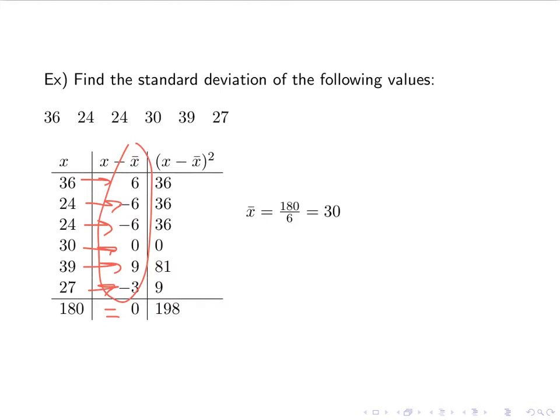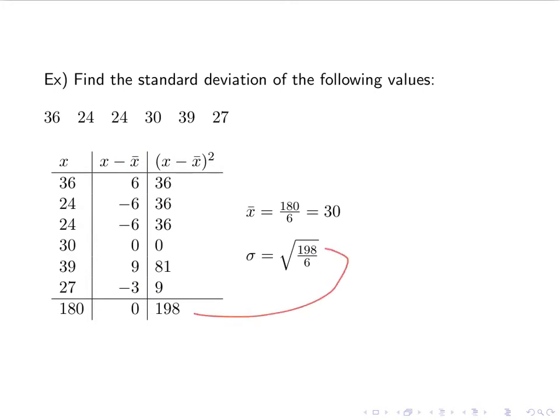Once I've confirmed that it's correct and I do get 0, I'm then going to square these values. So 6 squared is 36. Negative 6 squared, also 36. Remember, when you're squaring a negative, it's still positive. So my third column is just my second column squared. And then again, I'm going to add them up. Once I've added them up, that becomes the numerator in my equation for the standard deviation.